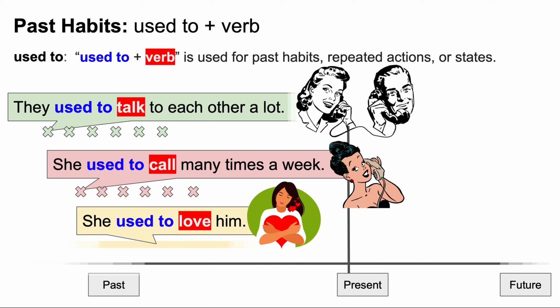They used to talk to each other a lot is a past habit. And she used to call many times a week is a past repeated action. Lastly, she used to love him is a past state.